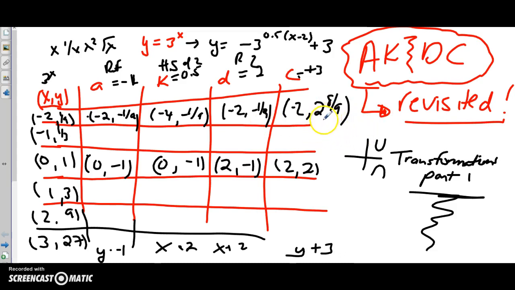Okay, and then I'm going to plot those points. And when I do that, you can start thinking about what's happening here. I have a reflection. I am compressed. I moved right 2, and I'm up 3. So that's a hard thing to conceptualize.